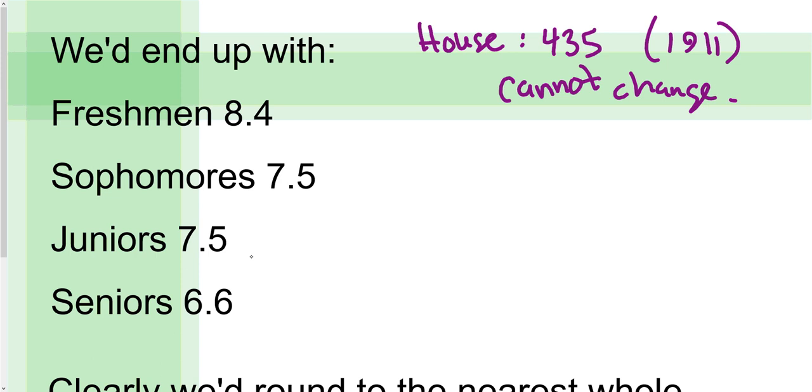So we end up with these numbers here. So we know that one of these has to be 8, one of these has to be a 7. But which is it? This is the problem that we're up against. Okay. Let's look at another example of that.